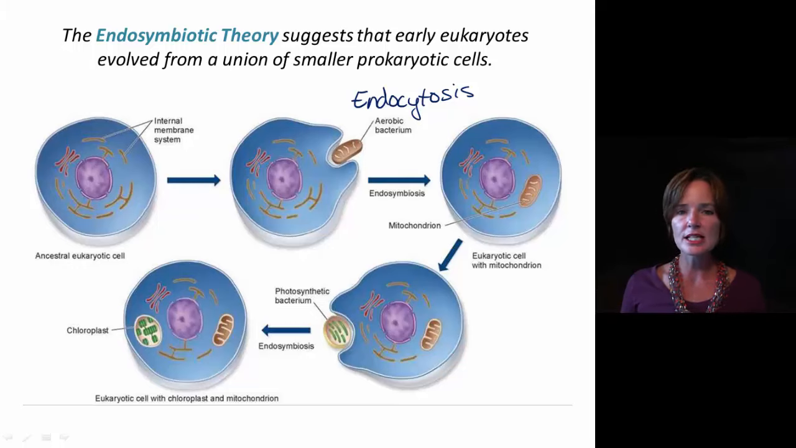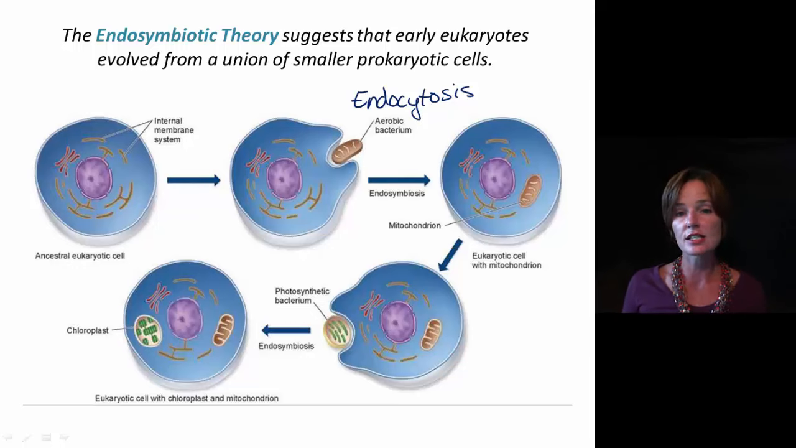And so endo means inside. Symbiosis is kind of a cooperation, a mutually beneficial relationship in this case, because the smaller pieces that were engulfed were benefiting the larger cell, and then the larger cell was probably providing some type of protection for the smaller. And then over time, it's believed that they became dependent on each other.